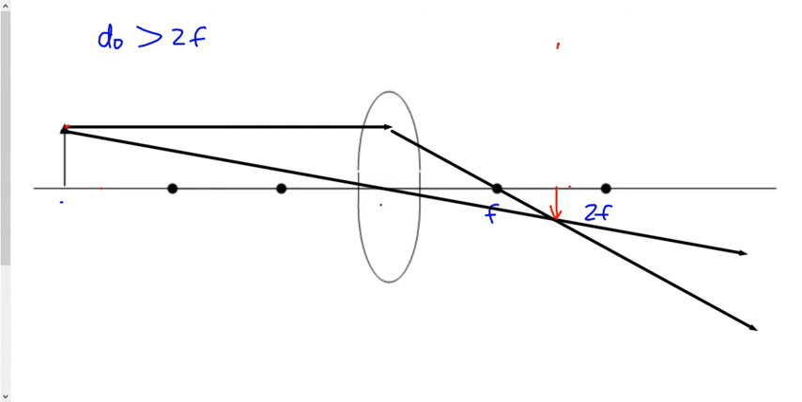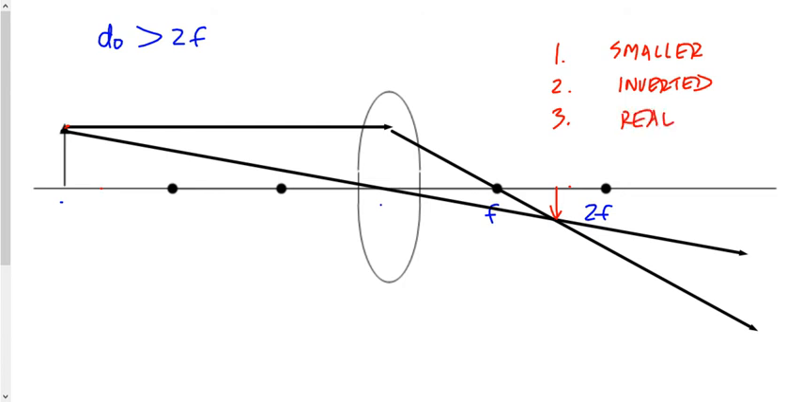The characteristics or the attributes of this image are, number 1, we would say it's smaller. You can see that red line, the image is smaller than the object. 2, we would say it's inverted or upside down. Sometimes you see different terms for this, but they mean the same thing. Inverted, upside down, flipped over. They all mean the same thing. 3, we would say that it's real.